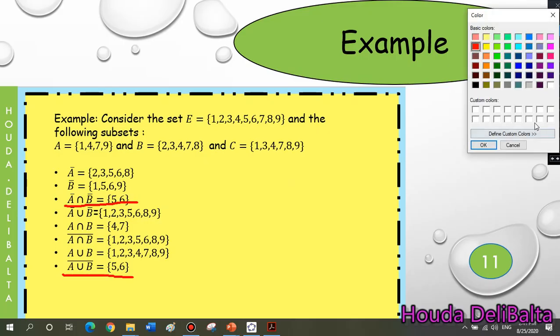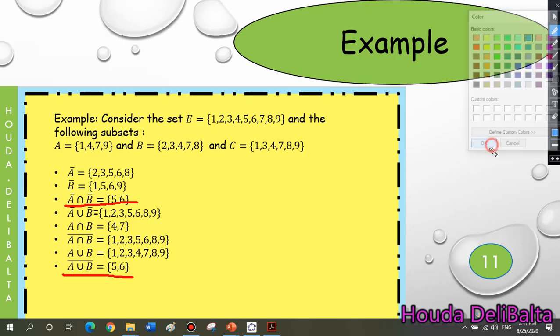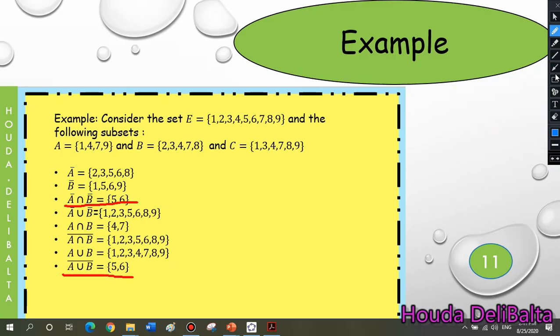Also, if we notice A bar union B bar and A intersection B bar, we notice that they are also equal. So A intersection B, all of it bar, is equal to A bar union B bar, and this is a rule that can be used also. Let's continue this example.